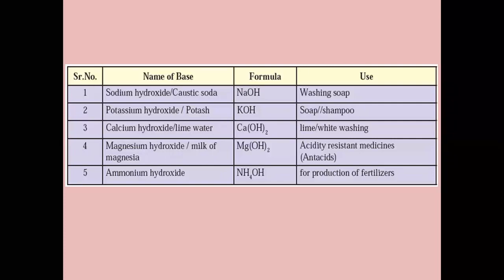So to cure that acid, I am going to add something which is a base. The base can be in the form of that ENO, which contains baking soda, or it can be in the form of milk of magnesia. So when acid and base combine together, they react together and make the solution neutral. So they produce salt and water, because of which it cures our acidity. And there is one more, ammonium hydroxide. Ammonium is NH4, hydroxide is OH. It is used for production of fertilizers.